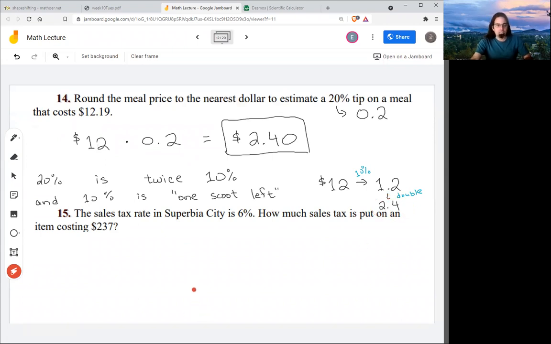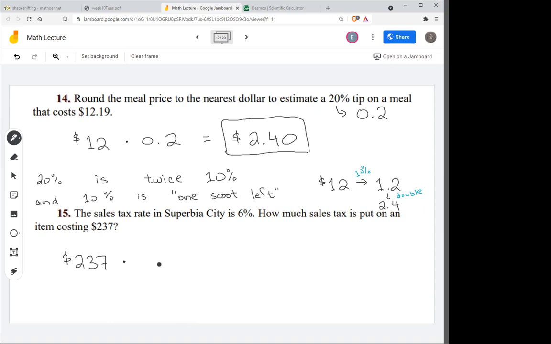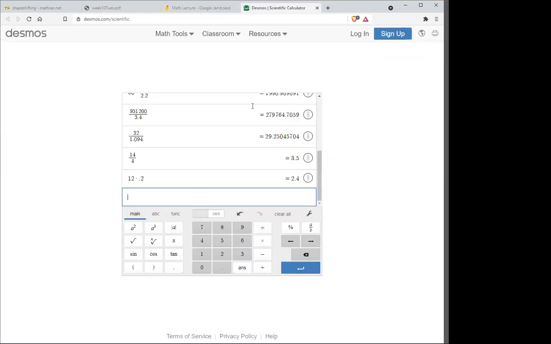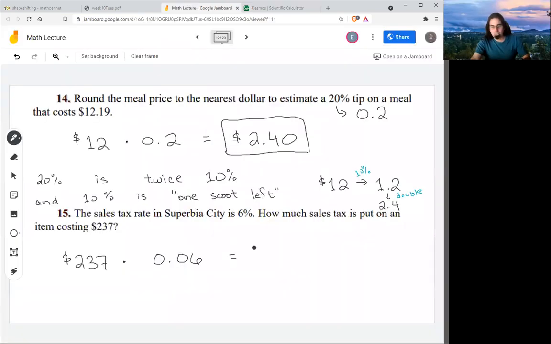But these days, everyone has their cell phone, and you don't have to show off at a restaurant by finding the tip with mental math. Okay, 15, same kind of thing. So we have $237. I multiply it by what? 0.06. $14.22.